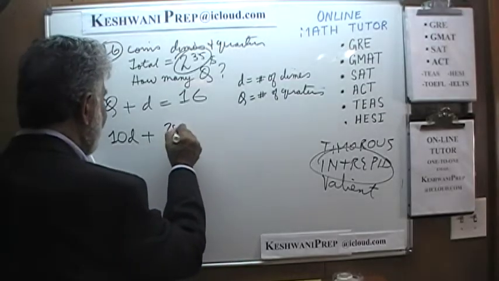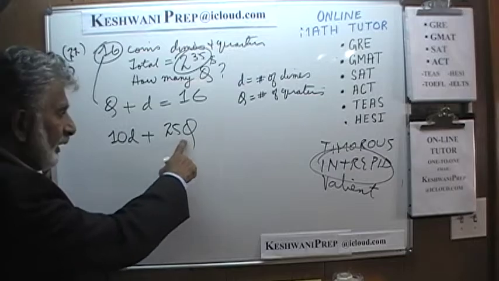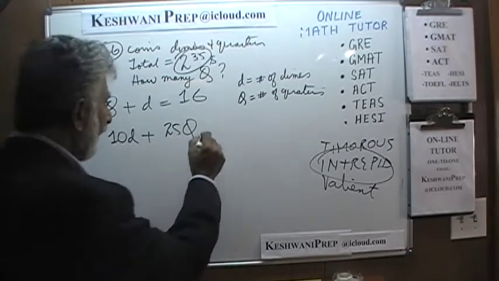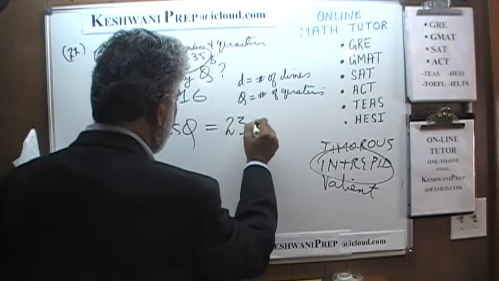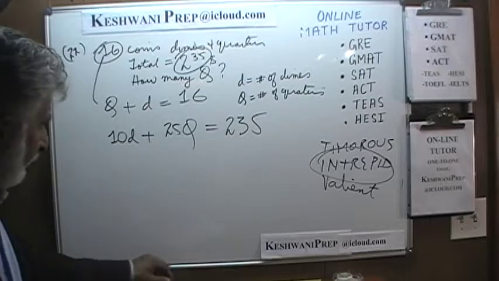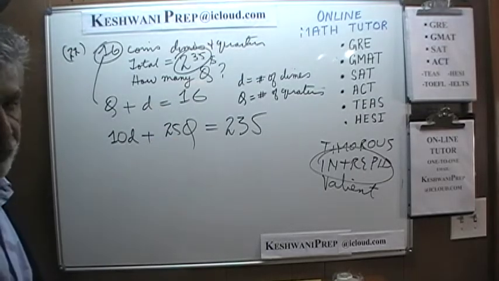Similarly, 25 times Q. For example, if you have 3 quarters, if Q is equal to 3, 3 times 25 is 75, that will be the value of the quarters. And that has to equal 235. This is all expressed in cents. Where does 235 come from? 235 is the fact that it's been given, $2.35.